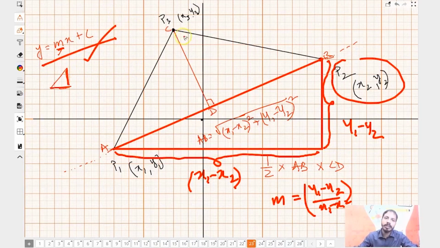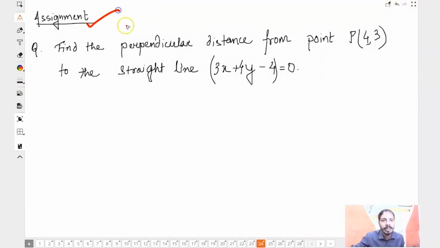Once you can find out this equation, you can find out the distance of any point to this straight line. For example, now this C is one point and you can find out this distance, right? And this is what I am giving you as an assignment. Now try to solve this and try to send it to me.